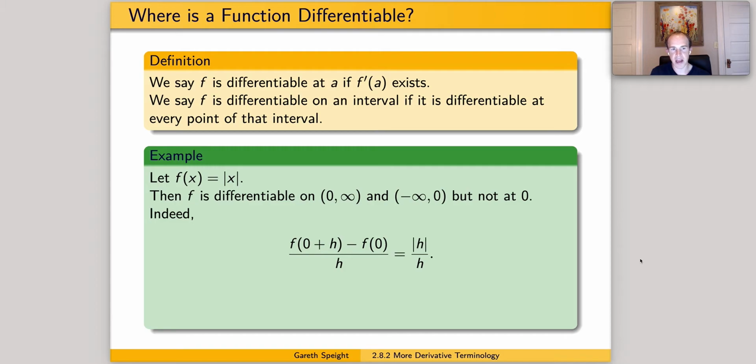And if we plug everything in here, f of x is the absolute value of x. So we have f of h, that becomes absolute value of h. F of 0 is 0, and h just gets copied. So this becomes absolute value of h divided by h. So we want to know if this limit exists.